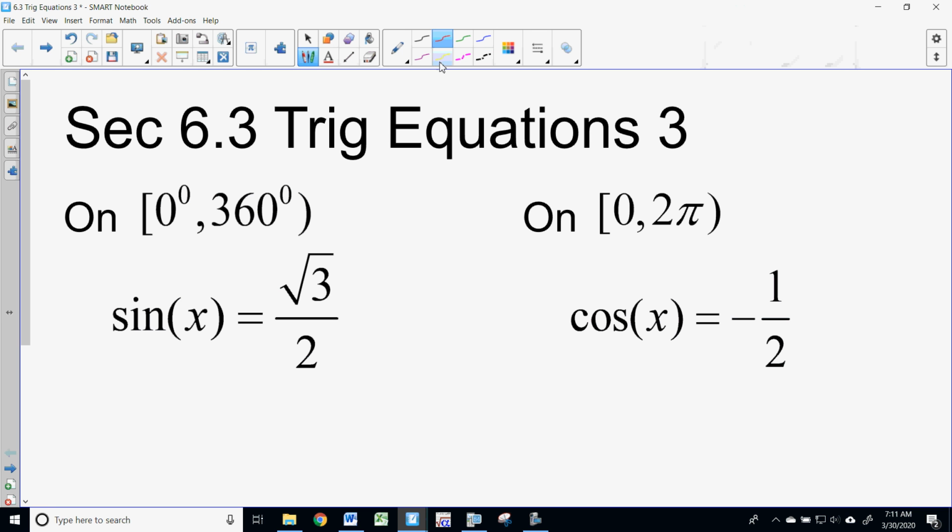We want to continue to look at trig equations today. And let's start off by looking at where we previously were with our trig equations. So we have two examples here. The sine of x is square root of 3 over 2, and we're on 0 to 360.